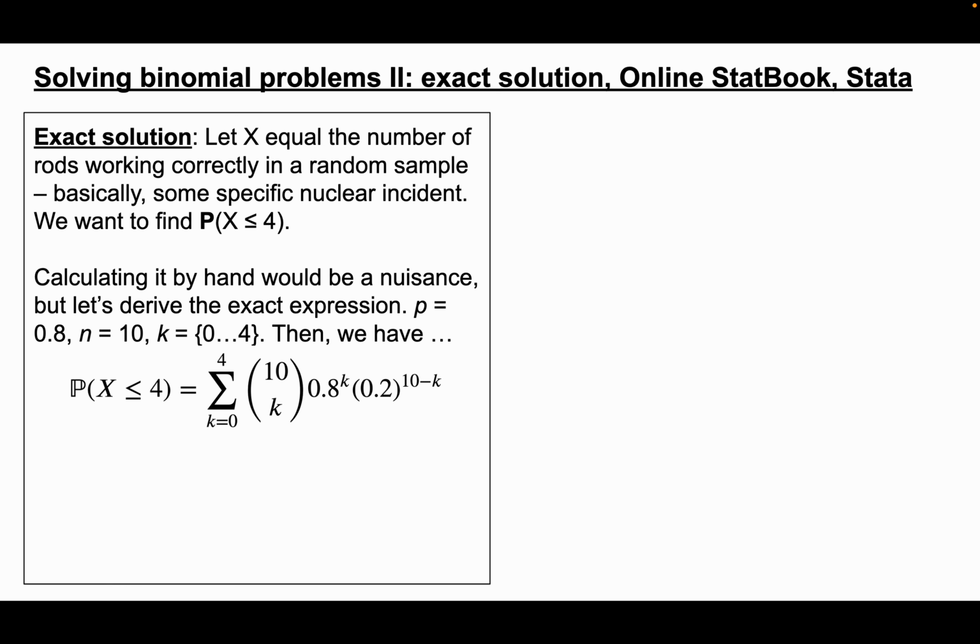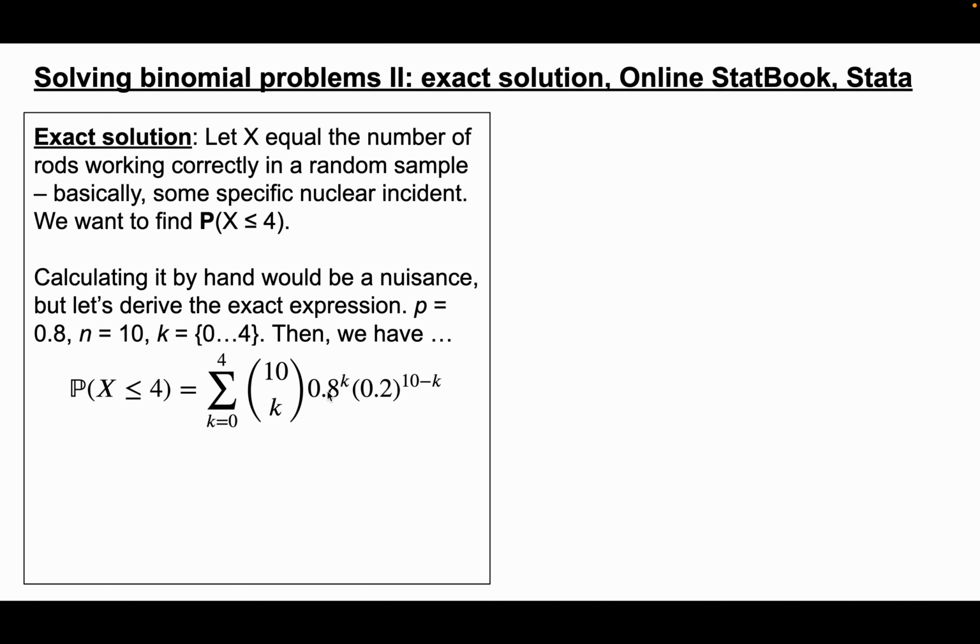Calculating it by hand would be a nuisance, but it's good to be able to see the exact expression. So small p, the probability of an individual dummy outcome, in this case where success means working correctly, so it's also a success in the conventional sense, p is equal to 0.8, n, our sample size, is equal to 10, and k here is going to take the values 0 through 4, so 5 possible values. And the reason for that is that we want to find the probability of a failure of the system, which would mean 4 or fewer successes. So we're going to sum the binomial distribution for n equal to 10 and p equal to 0.8 from values k equal to 0 up to 4.